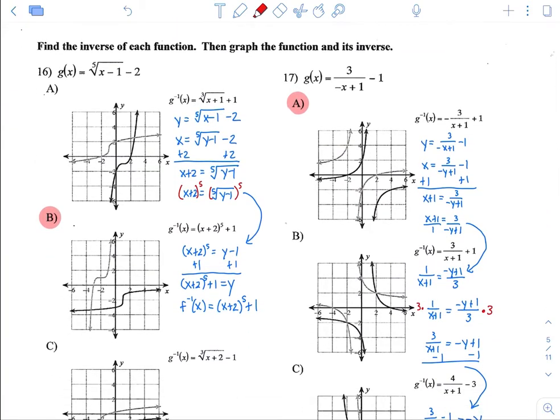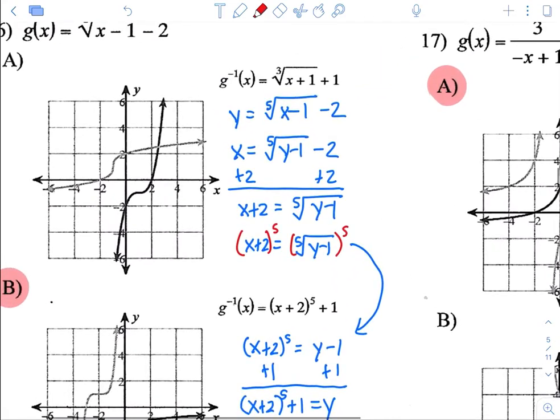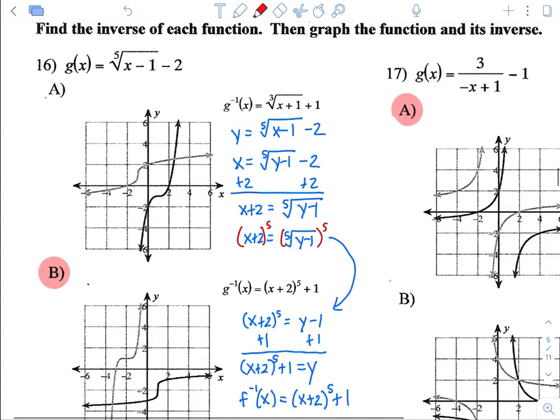Alright, so from 16 to 20, these are all graphs, but it's pretty much the same thing. You just gotta find what the inverse of this is and then go from there. So 16, I changed g of x to be y. I switched my variables, so this is x and this is y now. Now we just isolate for this new y, so add 2 to both sides.